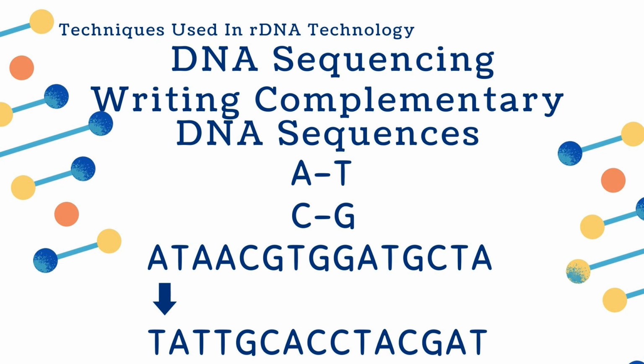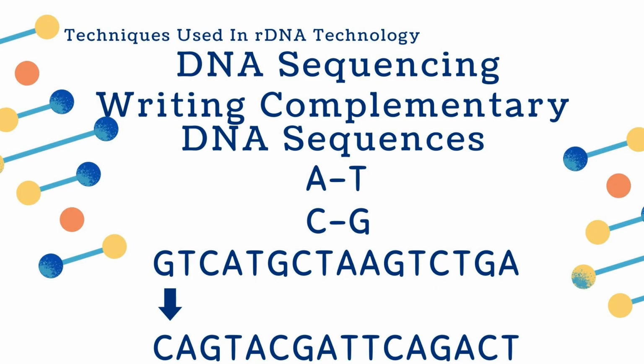Next example naman po is yung A to T, C to G. A, T, A, C, G, T, G, G, A, T, G, C, T, A, down to T, A, T, T, G, C, A, C, C, T, A, C, G, A, T. Another example na naman po ito. Kayo na pong bahala magbasa dyan. Okay.